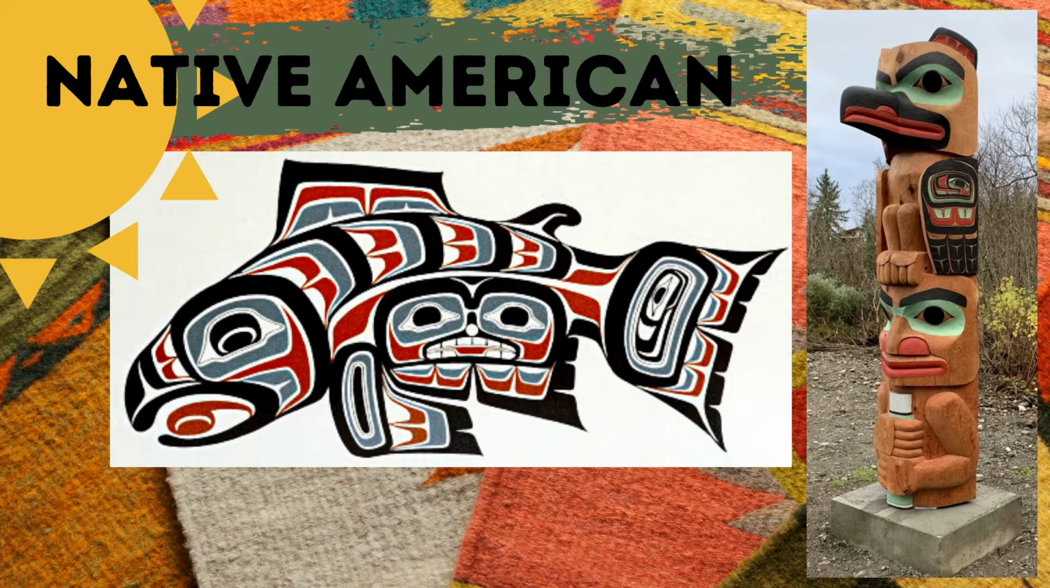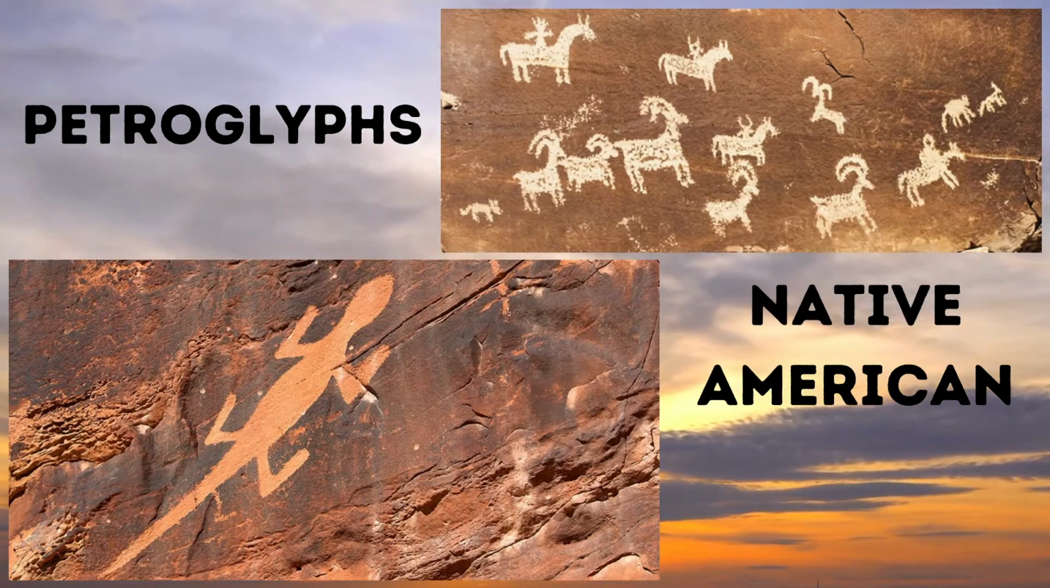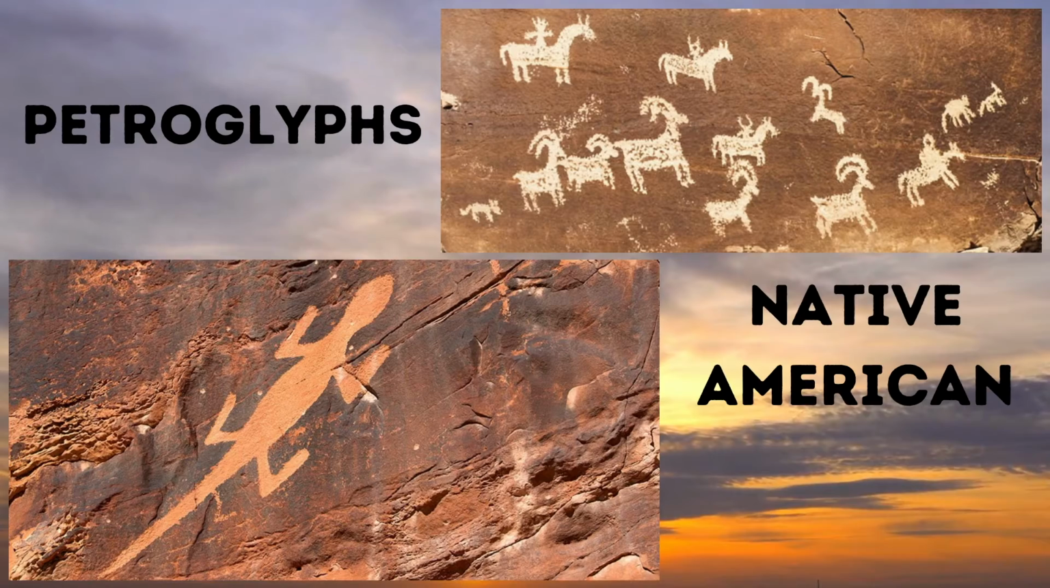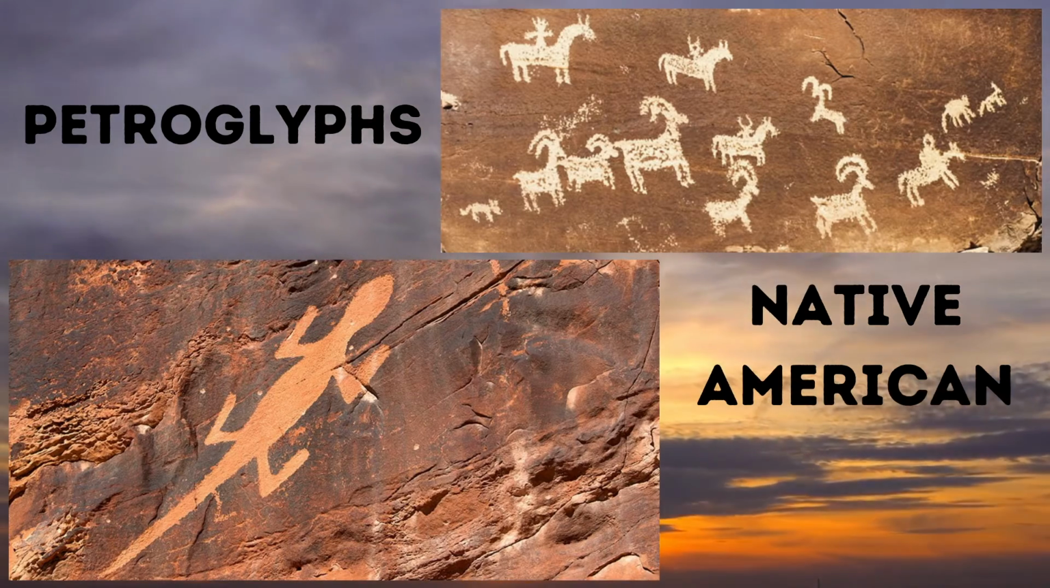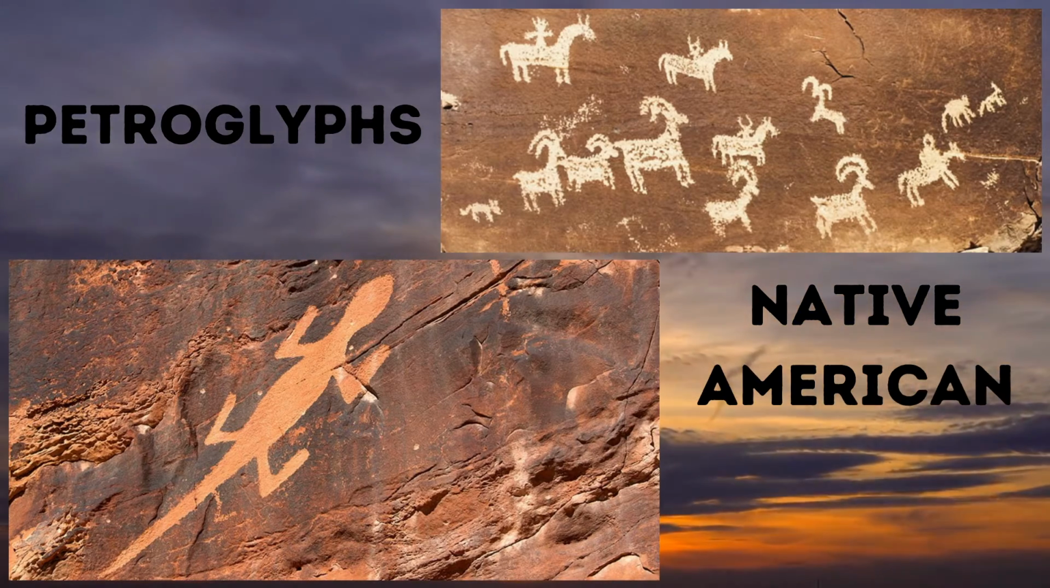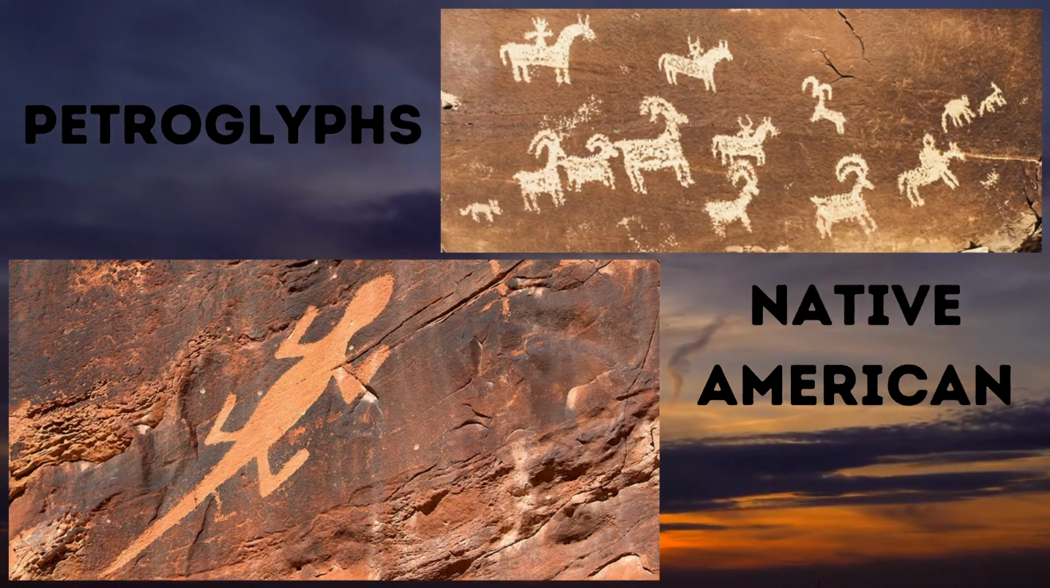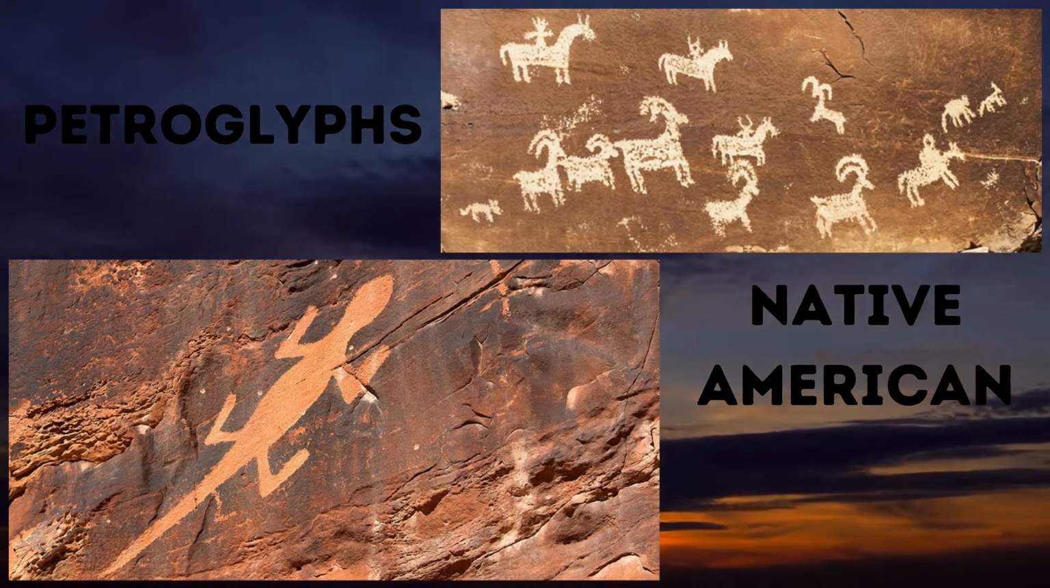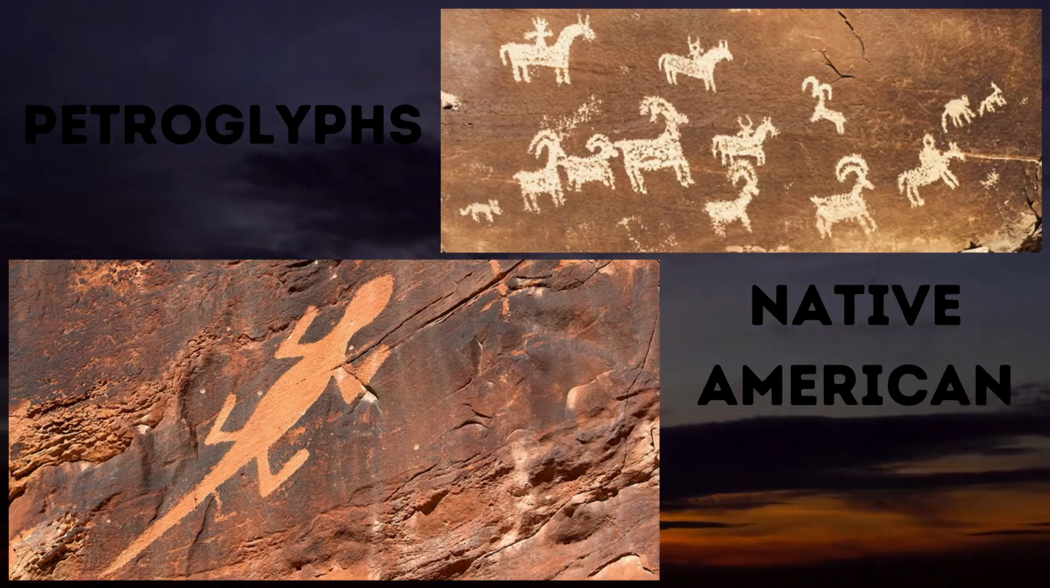I absolutely love this Pacific Northwest fish with the designs inside of it, and there is a totem pole carved out of wood. These are petroglyphs. These are done by Native Americans. Not only were they done by Native Americans, they were done elsewhere. Here we have a lizard and some other animals on the side of a mountain. Let's move on to some of the other ones.